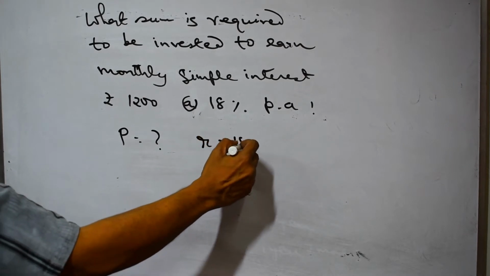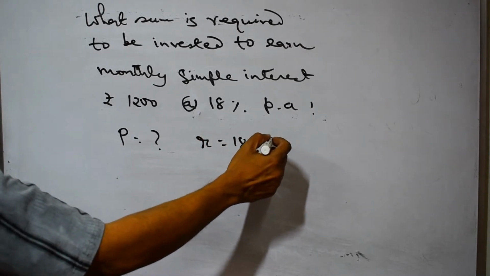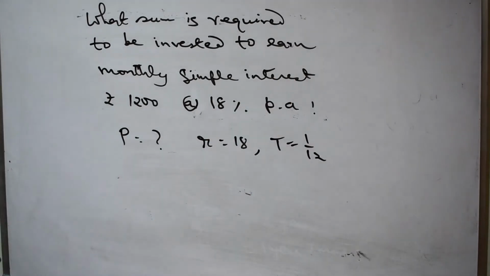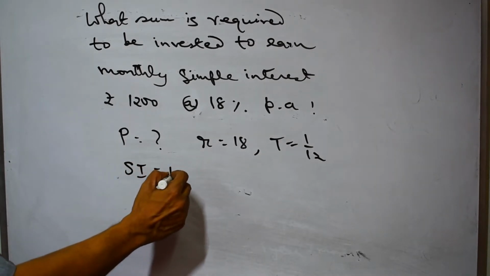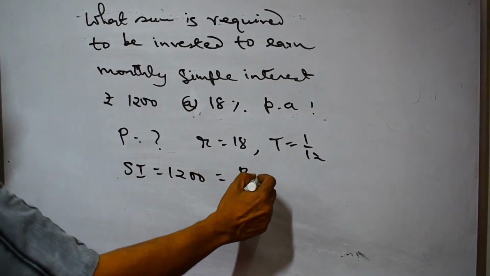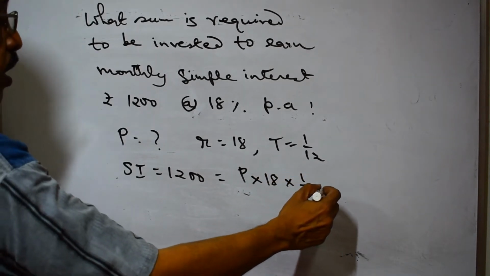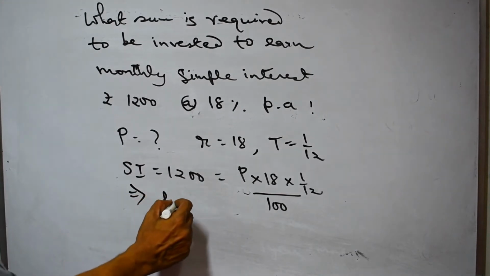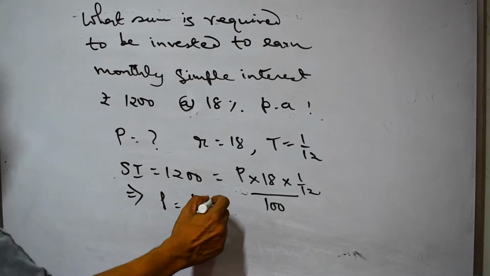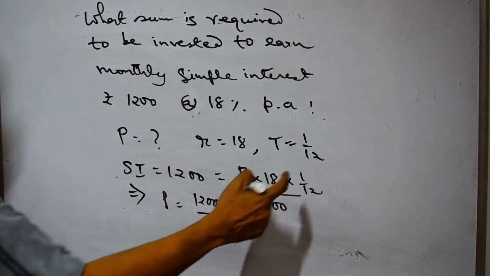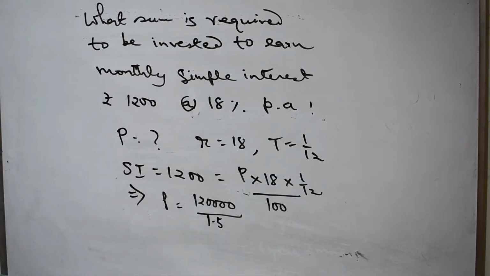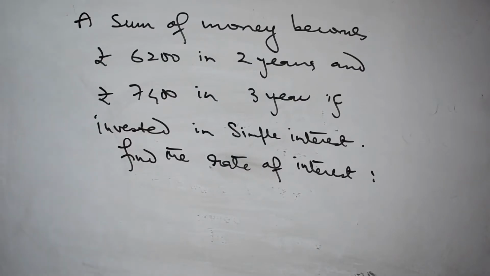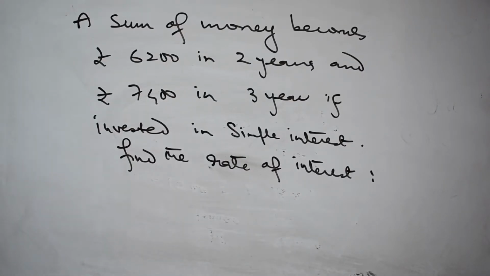Rate is 18, sorry, not 12, and this 1200, the time period, is 1 by 12 year, and SI is 1200. So the formula P into R into 1 by 12, divided by 100. We are getting this P, if I divide 18 by 12, it is coming to be 1.5. Finally we are having the answer 8,000. The last problem, by mistake I said 8,000, it should be rupees 80,000.